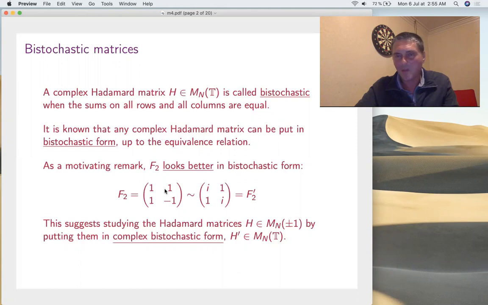And well, the subject is quite new. I mean, underdeveloped, but the idea is that somehow this might lead to some advances on the Hadamard conjecture or the circulant Hadamard one, just by putting them in complex bistochastic form. Maybe there it's better, among other motivations. So there are many interesting things going on here.